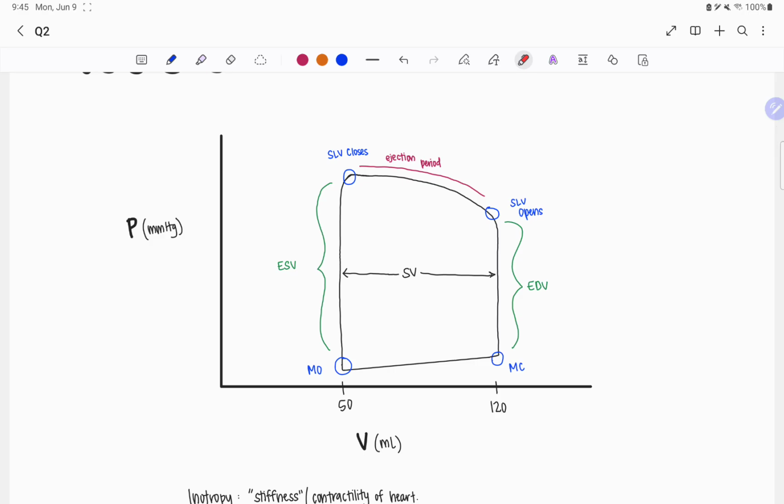So what we're looking at here is we've got pressure and volume, pressure for the Y, volume for the X. And then what we're looking at is just during a cardiac cycle, what is happening here. So we'll start here in this corner, okay? I have it labeled MO, and that is thinking of the ventricle. We're talking about the left ventricle here.